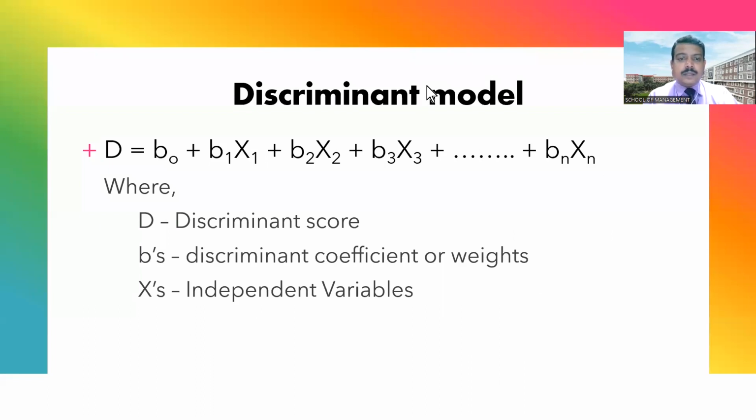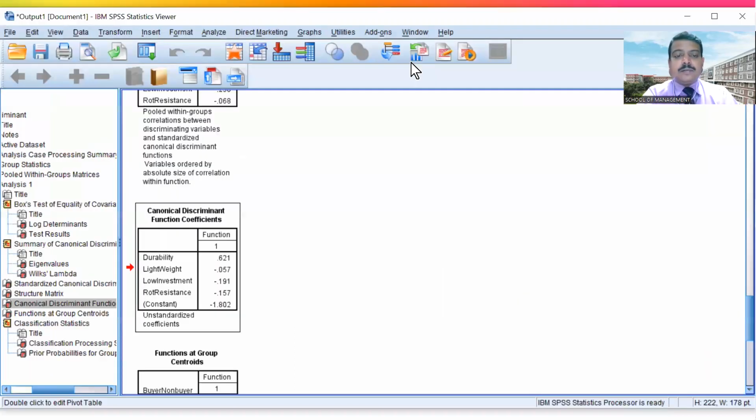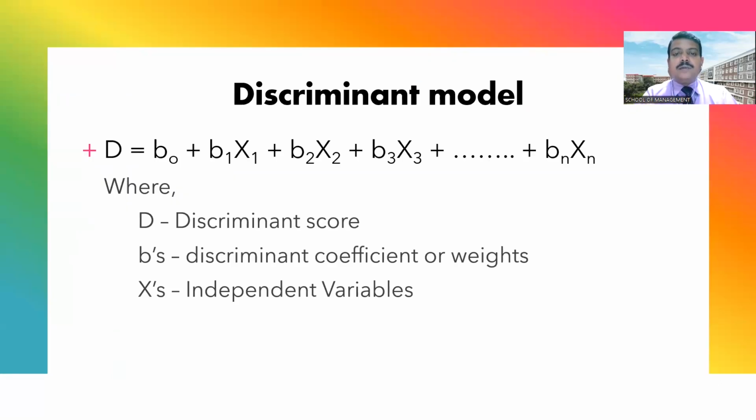The constant value in that table is our b naught in the discriminant function. The values given against our independent variables, 0.621, minus 0.57, all those are the b's, the discriminant coefficients. So b naught we have, and b1 can be taken from the table. X1, X2, X3 are our own independent variables. Once we frame this equation, for any known values of X1, X2, and X3, the D, which is the discriminant score, can be computed.